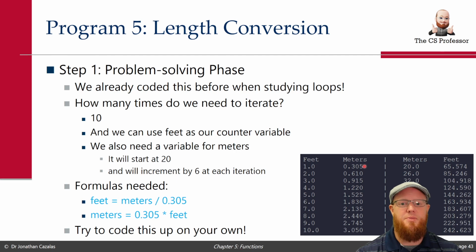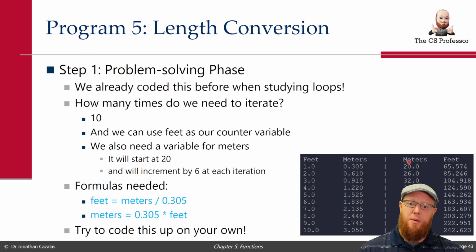We've already coded something very, very similar, so the looping part should hopefully not be causing us too much trouble. We can see here that we need to loop 10 times. We can use feet as our looping variable. We'll do a for loop to go from 1 through 10, so 1 to 11. All of that should be easy.